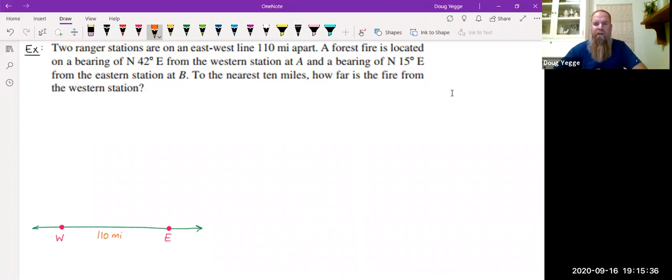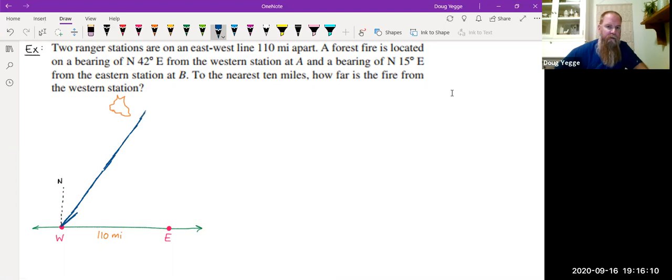Okay, well from there, it says that a forest fire is located on a bearing of north 42 degrees east from the western station. So there's a fire somewhere up here in the hills, okay? Now the way that we know where it is by pointing north, pointing towards the north, and turning 42 degrees towards the east. So I'm going to draw, here's halfway, so 42 degrees is going to be somewhere about right here. So I know that the fire is going to be somewhere along that line right there.